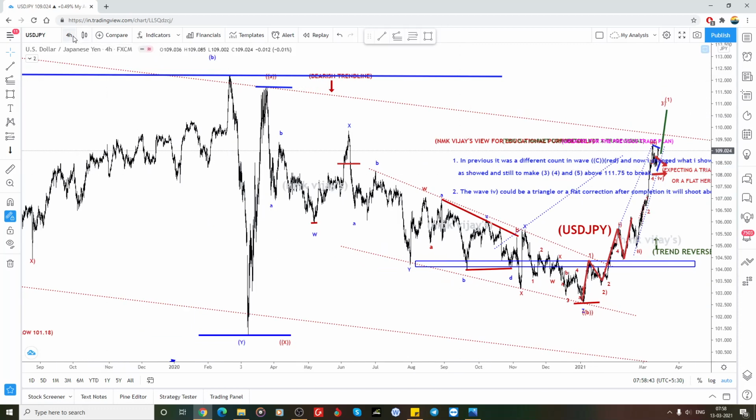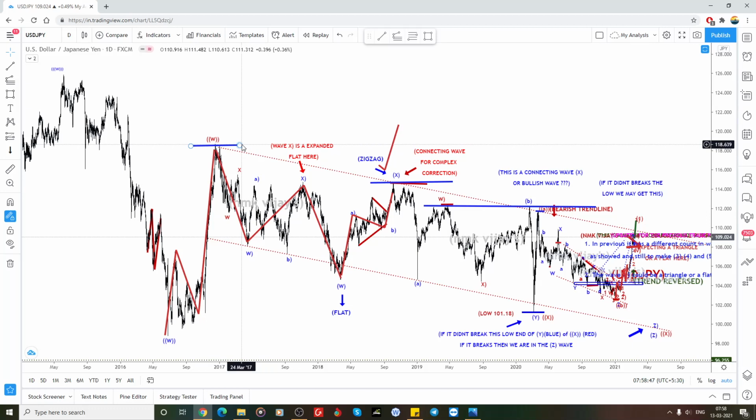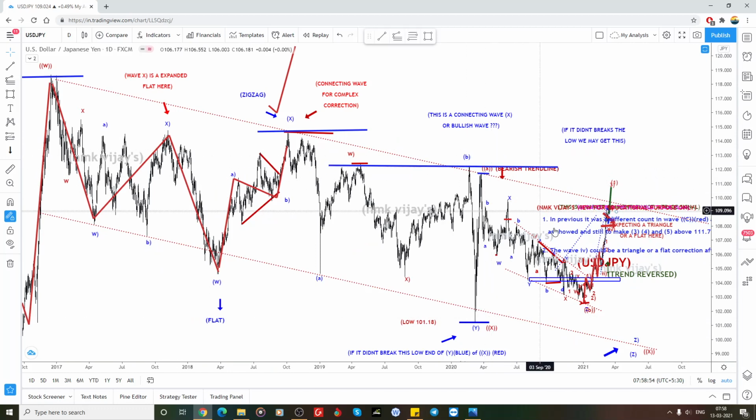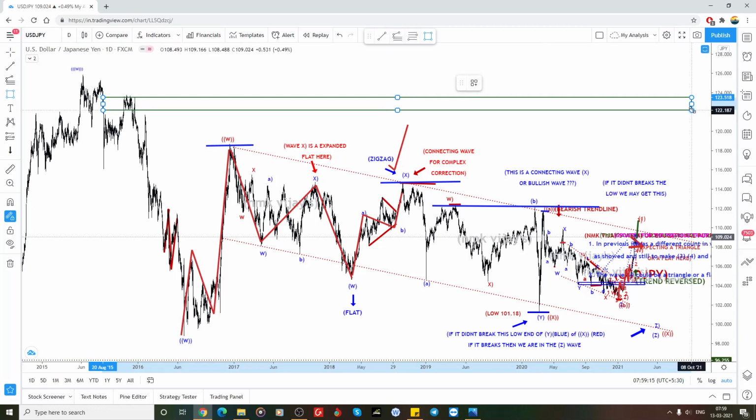But my positional target is that it has to break this 118.6. It has to break. So here I took this as A, this as B. So C could be a 5-wave structure. Once it breaks the 111.75, that could be a wave 1 also. After that, a rejection for the 2nd wave. Then 3rd, 4th and 5th. So it can reach this zone also in my view. So this zone also we can reach.